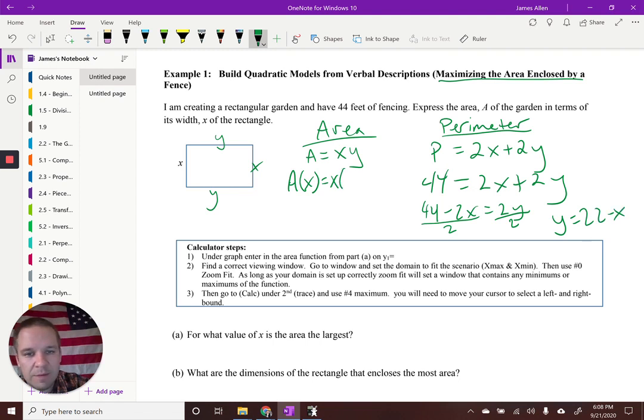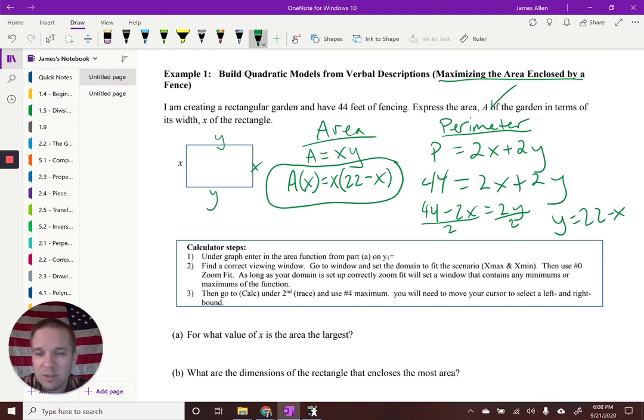So now I can substitute that in right here, 22 minus x. Well, what kind of function am I going to have here if I were to multiply everything out? I'd have a negative quadratic function that I'm dealing with for my area formula. So this is fantastic. This takes care of this one here, the area in terms of x.